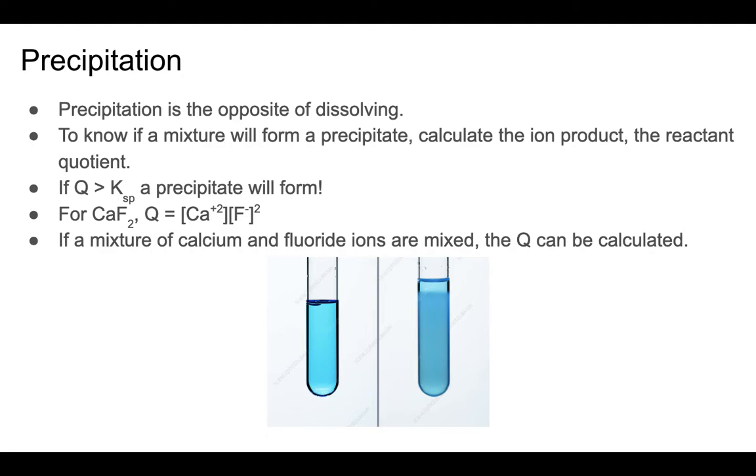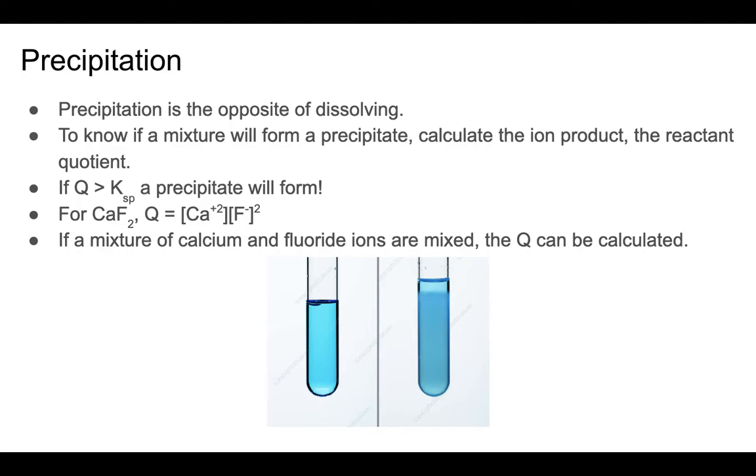If you have small concentrations of your ions and you're not sure if the concentrations are large enough to form a precipitate, all you need to do is calculate the ion product, or what we would call the reaction quotient. Remember, capital Q tells you if an equilibrium will shift to the right or the left. And so if Q is greater than Ksp, that means a precipitate will form.